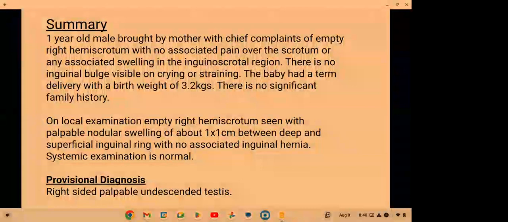So after dividing the gubernaculum, we have to identify the spermatic cord, and then we have to mobilize the testis and the spermatic cord after dissecting the cremasteric muscles and the fibers around it.